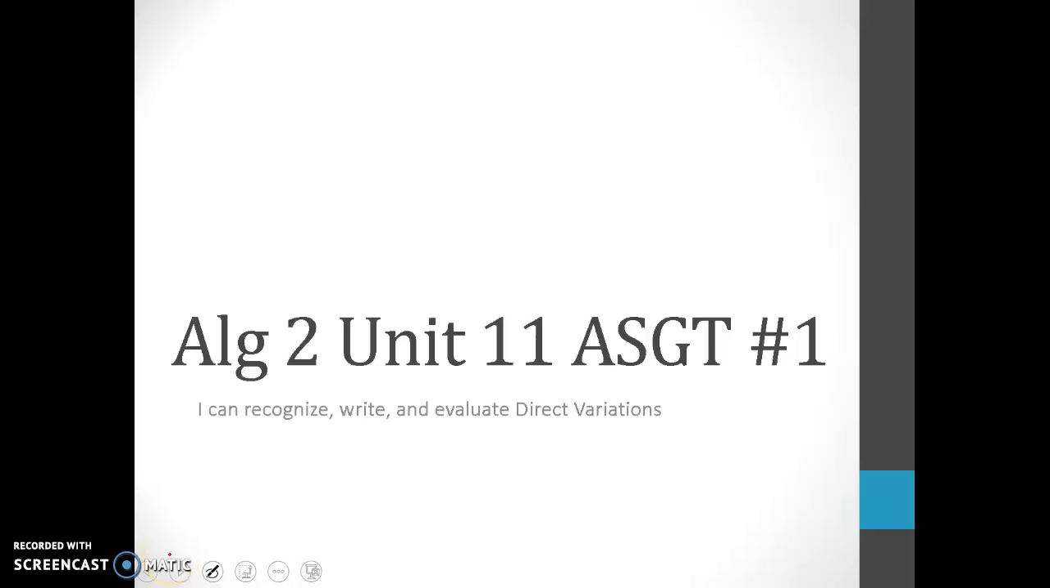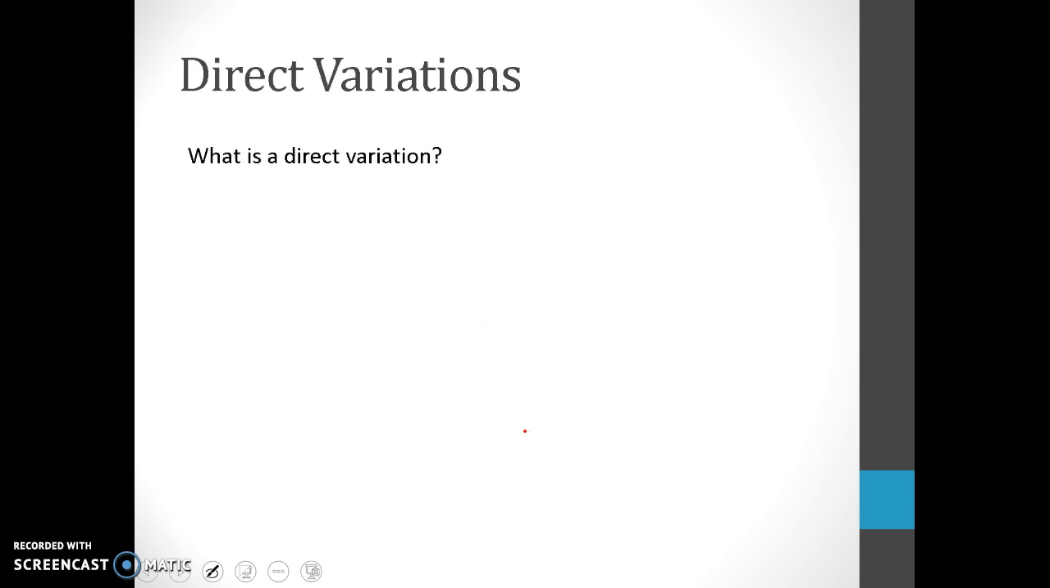All right, so we are going to start a new unit today. We're going to be doing Unit 11. It's on direct and inverse variations as well as rational expressions. And so we're going to talk about first direct variations today. Pretty easy topic, and that's why we're going to do this with the video. So let's go ahead and start talking about what a direct variation is.